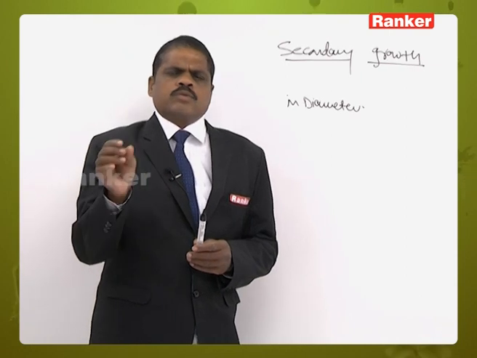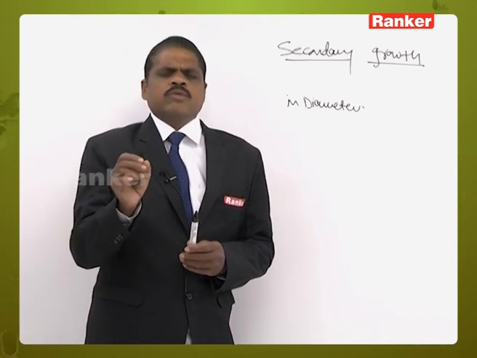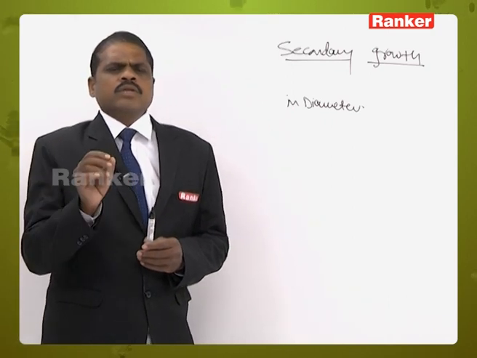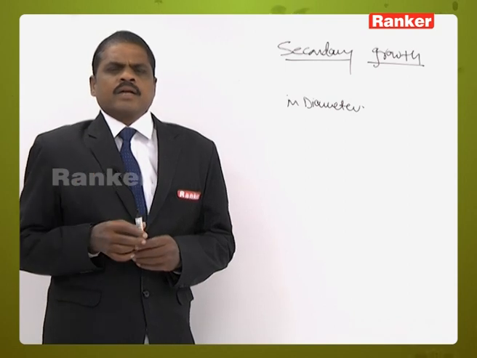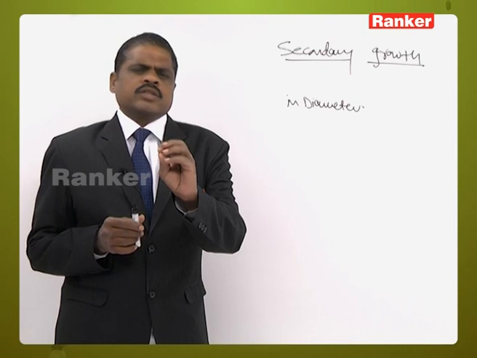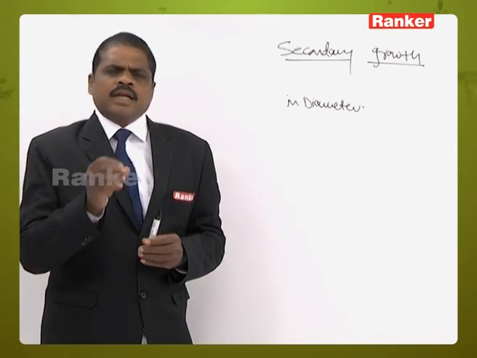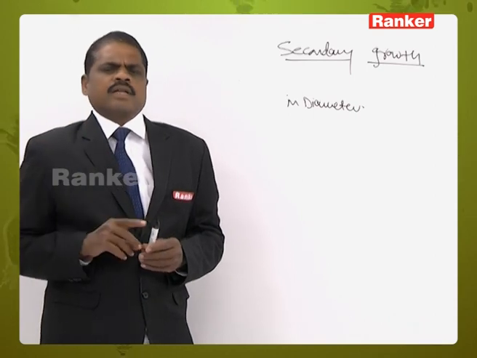Growth in diameter, also called width, is called secondary growth. So growth is of two types, primary and secondary. Linear growth is primary, growth in diameter or width is secondary. Primary growth is universal, but secondary growth is not universal. Secondary growth occurs in some plants only.